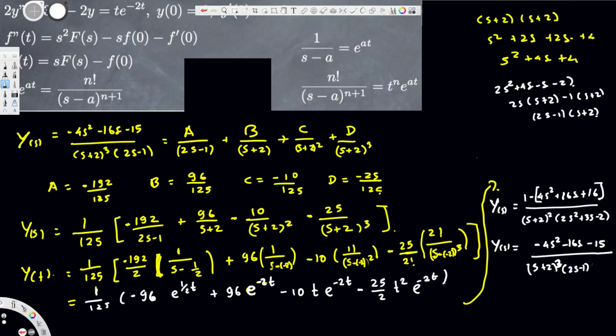Okay, so this is our Laplace transform, and that's how we do the Laplace transform when we have initial value problems.